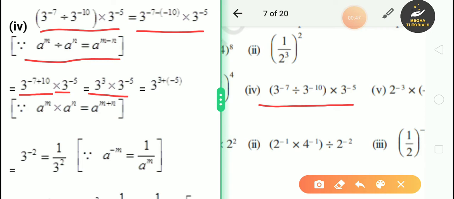So the law is a raised to m into a raised to n is equal to a raised to m plus n. So 3 raised to 3 plus in bracket minus 5. So 3 minus 5 is minus 2. So 3 raised to minus 2, which is equal to 1 upon 3 raised to 2. Using the law, a raised to minus m is equal to 1 upon a raised to m.